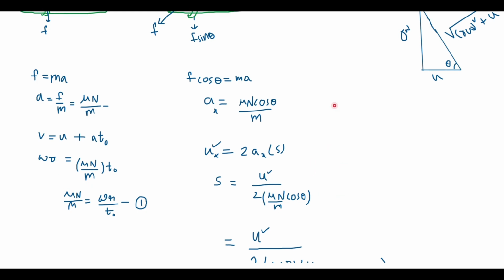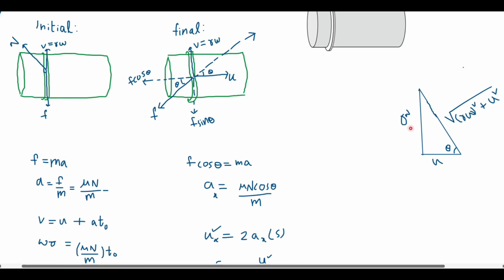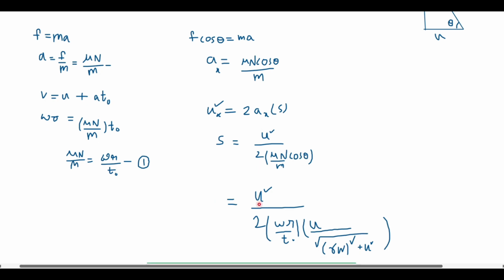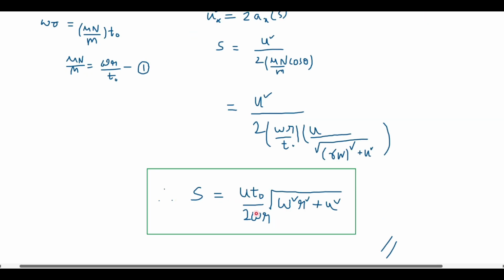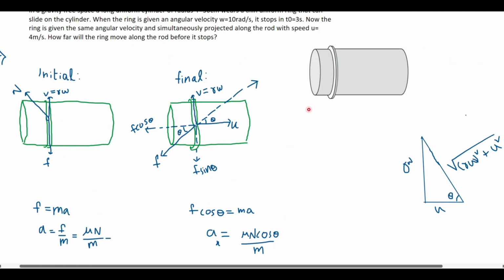So what is the value of cos theta? For this we had drawn a triangle. r omega and u, the resultant is this. From this, cos theta equals u by root of (r omega) square plus u square. You can substitute here. So the final answer is s equals u square by 2 mu n by m into root of omega square r square plus u square, and this is an interesting problem from Pathfinder.